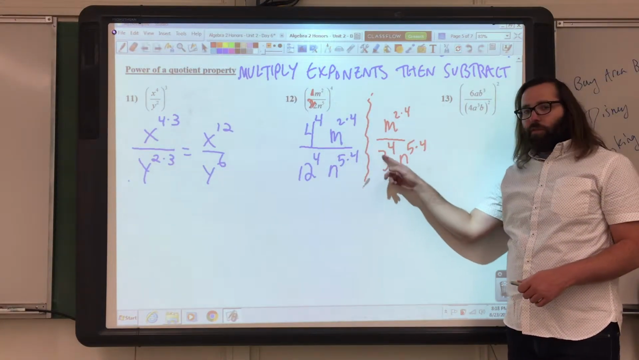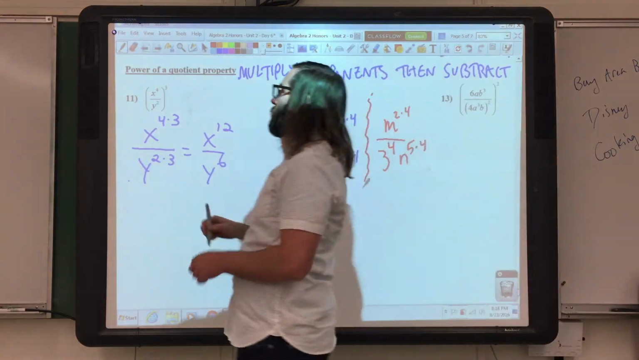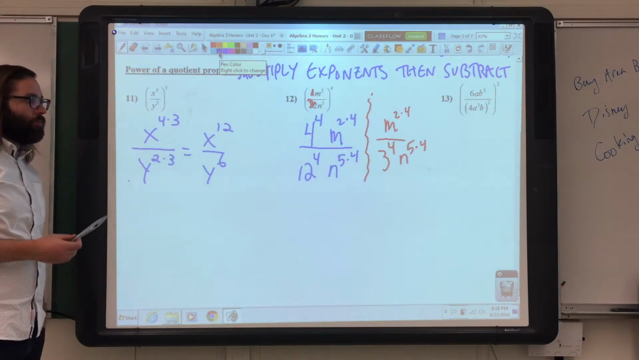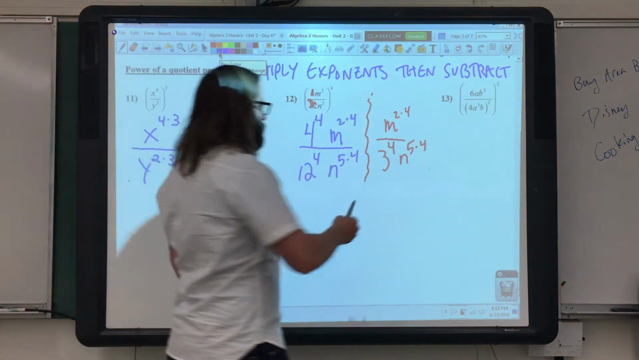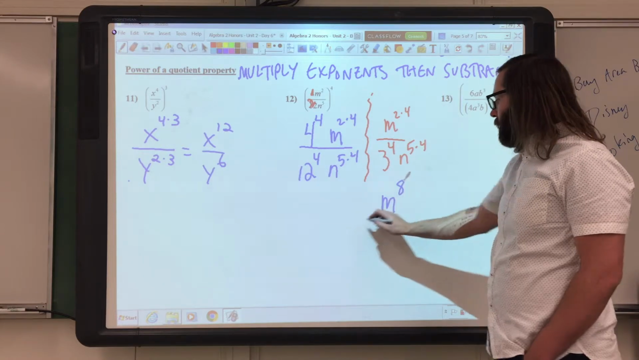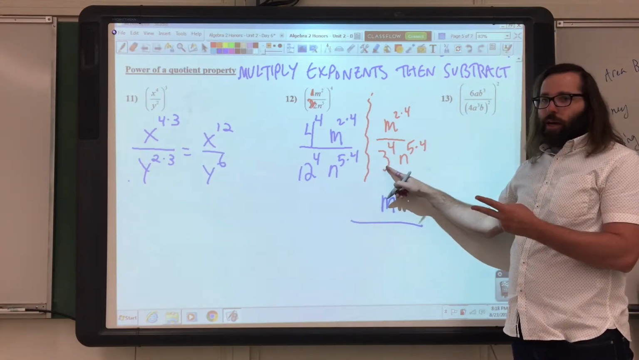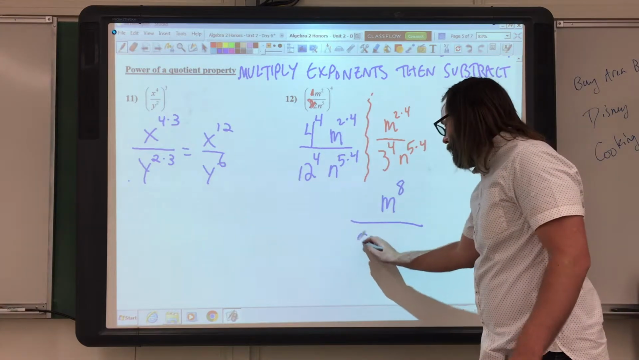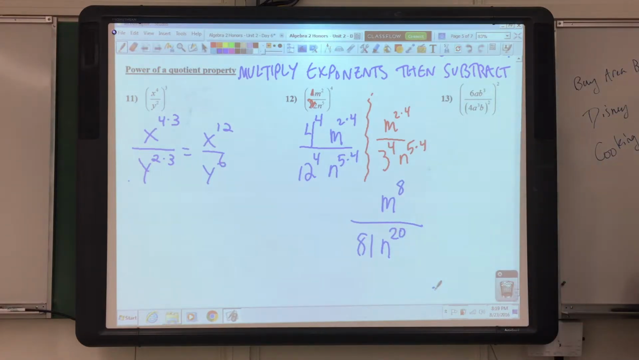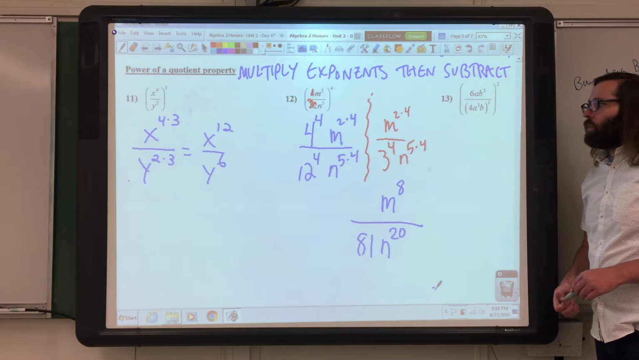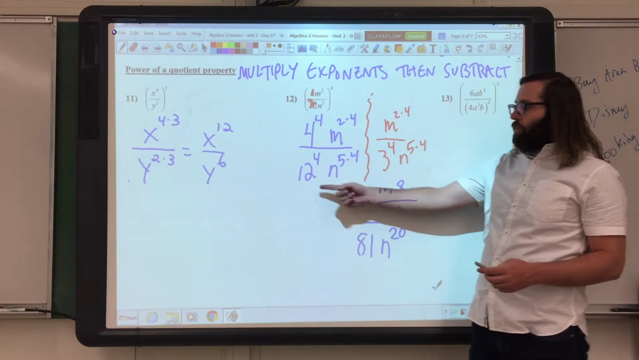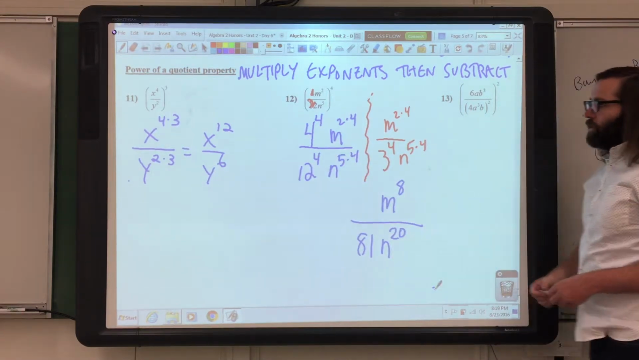This 3 to the 4th is a lot easier to figure out than these numbers. So let's go with the simplified version just so we don't have to use our calculator. We have m to the 8th over 3 times 3 is 9, times 3 is 27, times 3 is 81, n to the 20th power. Whenever you're in here, it's always best to simplify before you come up with some crazy looking fraction.